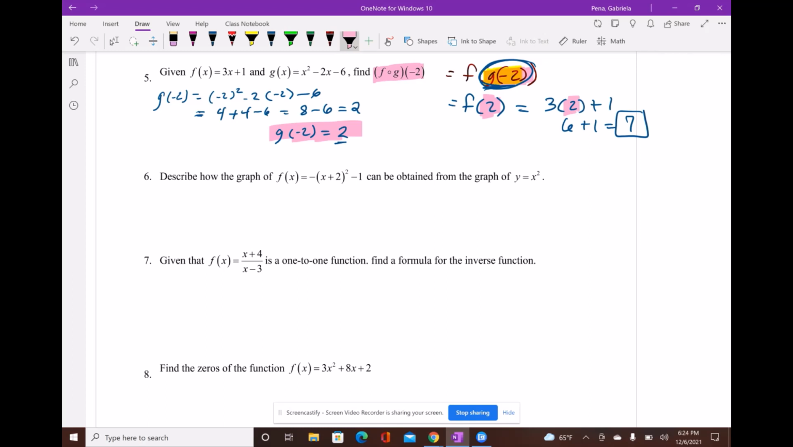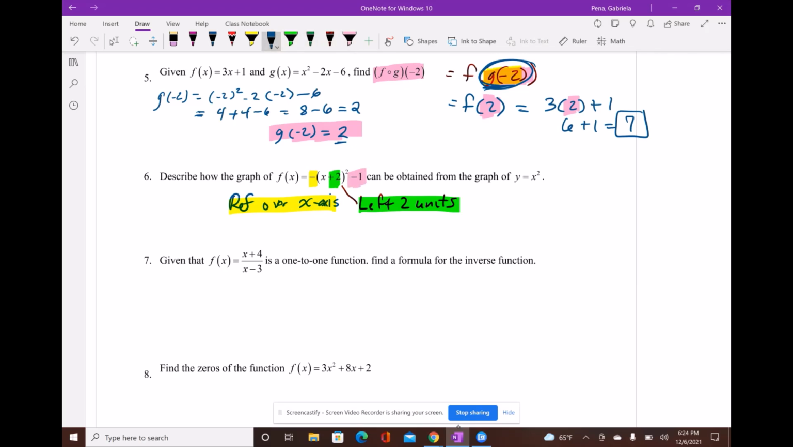Looking at number 6, describe how the graph of f of x equals negative x plus 2 squared minus 1 can be obtained from y equals x squared. So what does this negative do to your graph from the original? Reflection over x-axis. Very good. That's the first thing. What does this plus 2 do? Left 2 units. Perfect. And then what does this minus 1 do?